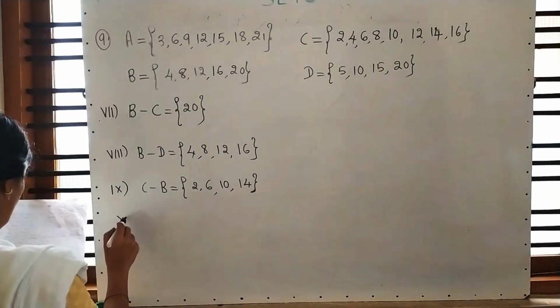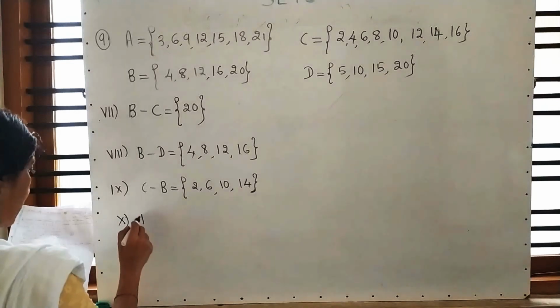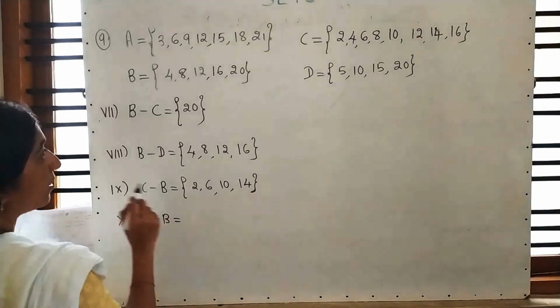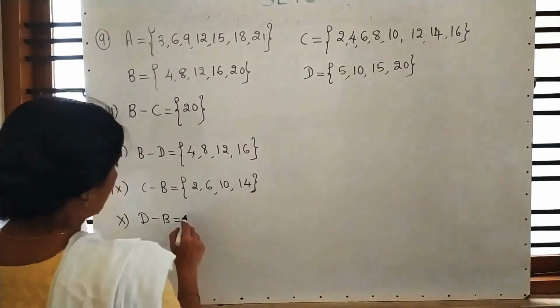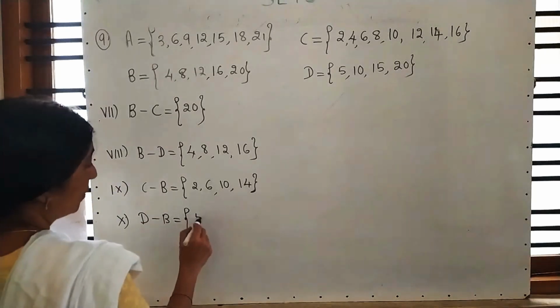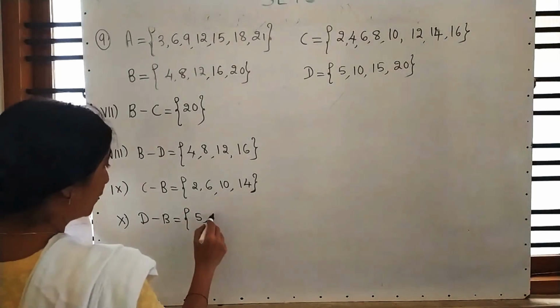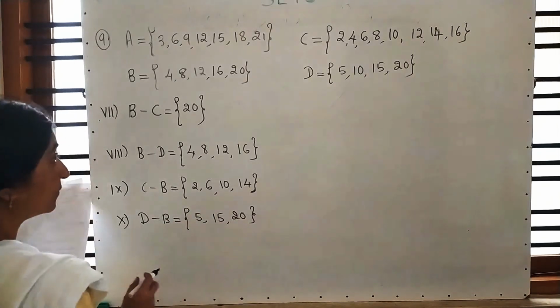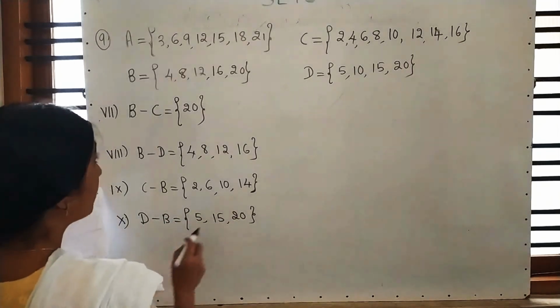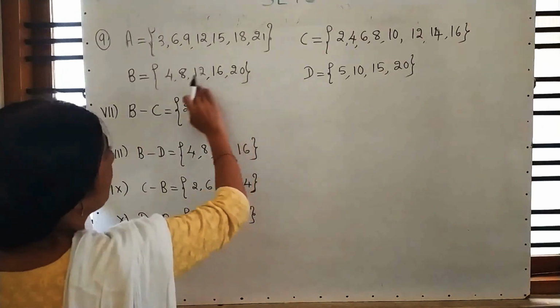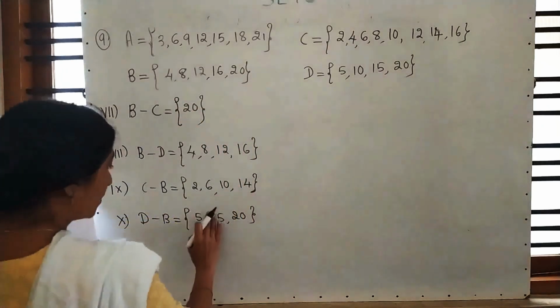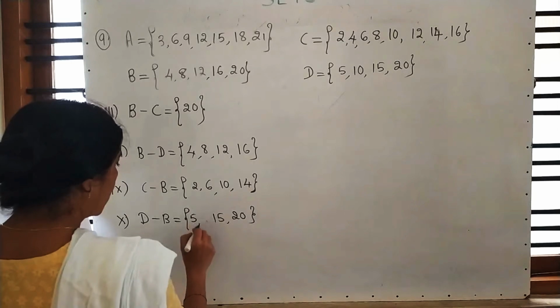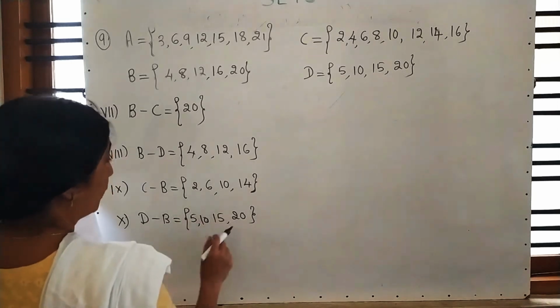Next, question number 10. D minus B. Start with D, compare with B. 5 is not there, 10 is there, 15 is not there, 20 is not there. In B, 5 is not there, 10 is also not there, 15 and 20 are there.